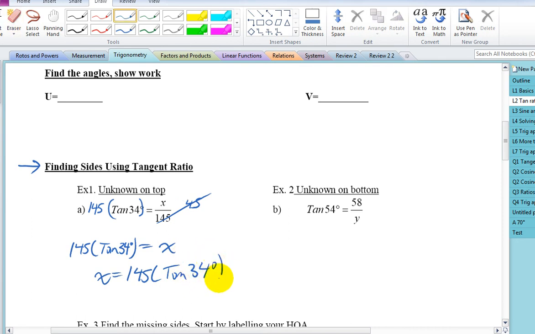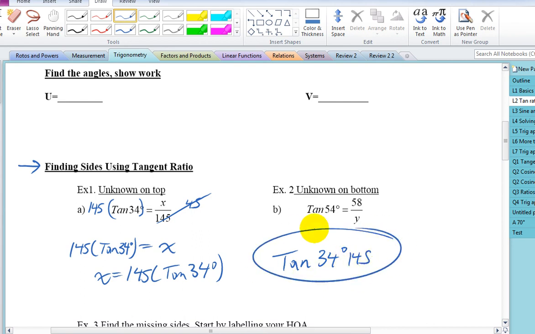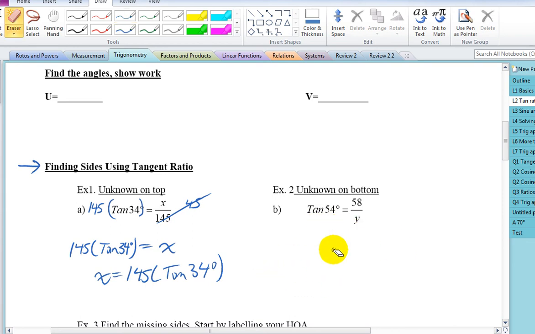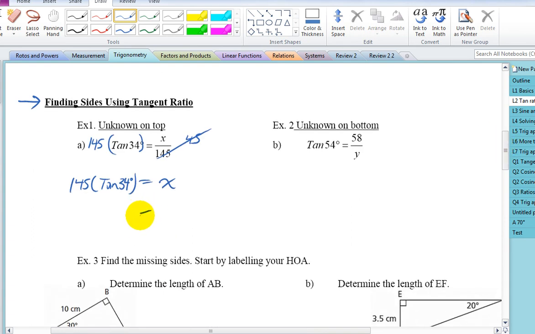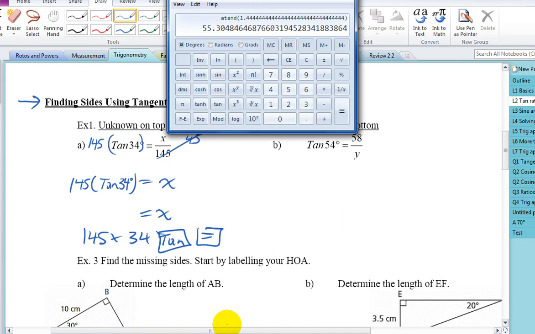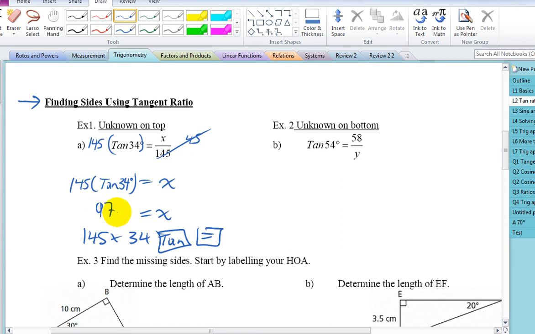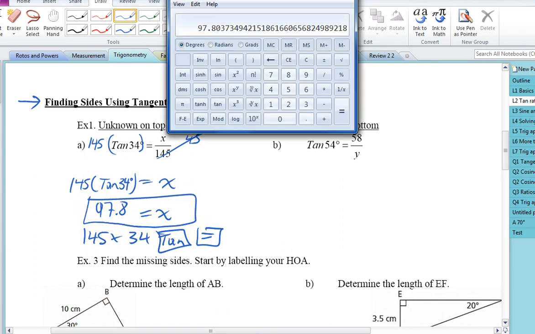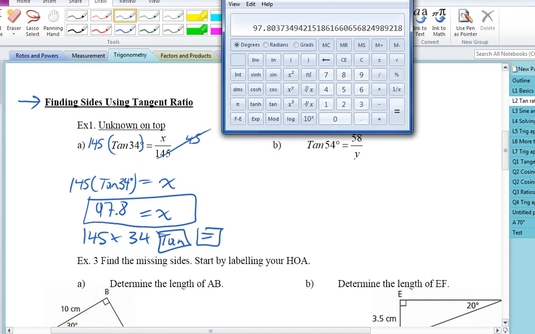I do write the number in front because otherwise you can get this: tan 34 degrees, 145, and you get some ugly number. So I don't usually do that. I usually do this. Good. Old school, you have to go 145 times 34 tan, and then equals. New school, type it in as you see it. You can even use brackets instead of the multiplication sign, but I wouldn't get into that habit. You should get 97.8. I usually like to round sides to one decimal. If you didn't get 97.8, come up real fast.